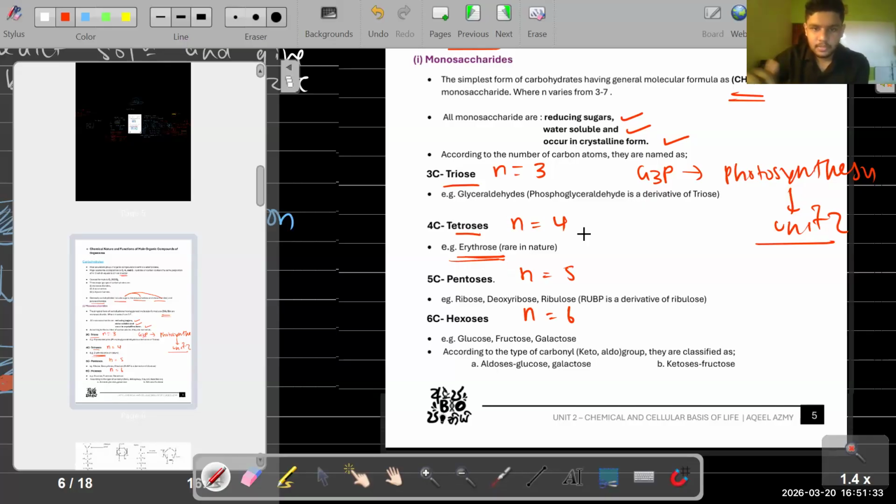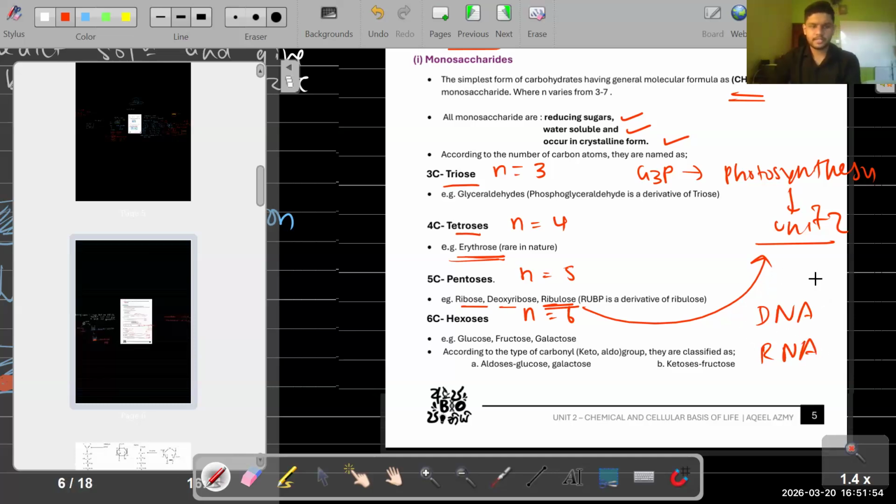Right? Pentose means ribose, deoxyribose, ribulose. Ribulose also we will be learning under photosynthesis, right? Which comes in Unit 2. Ribose and deoxyribose are the sugars that are present in something called this. Do you know this? What is this? DNA and RNA. Is this the first time you are coming across these two words, DNA and RNA? No. You know about DNA and RNA, right?